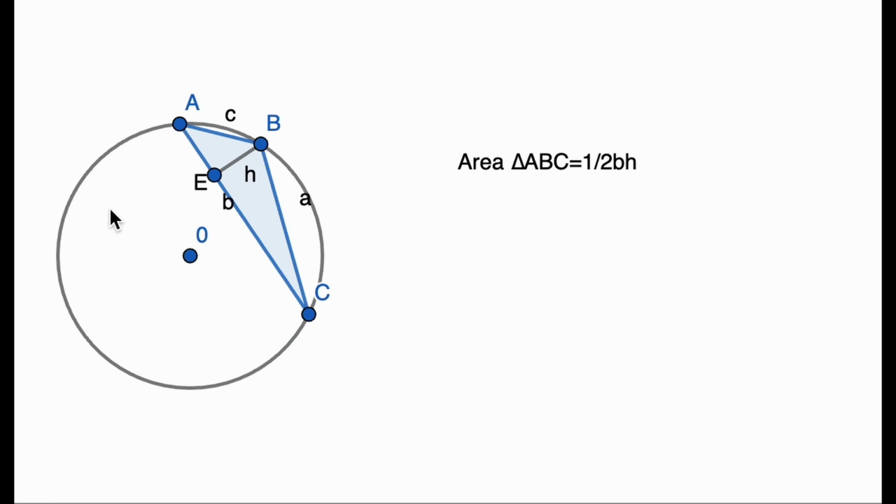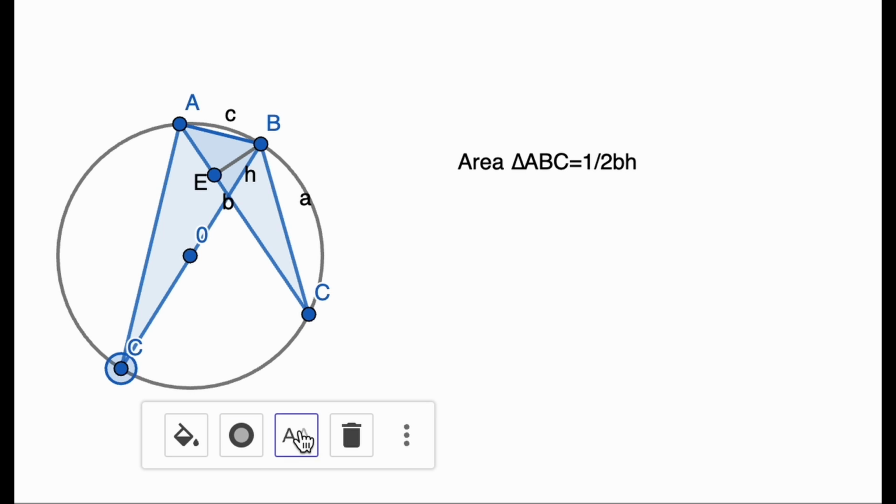So we have triangle ABC here inscribed in the circle. And we know that the area is 1/2 B times H. So now let's draw another triangle, starting from B, going through the origin, back at A. Now we have this triangle. I'm going to name this point D.